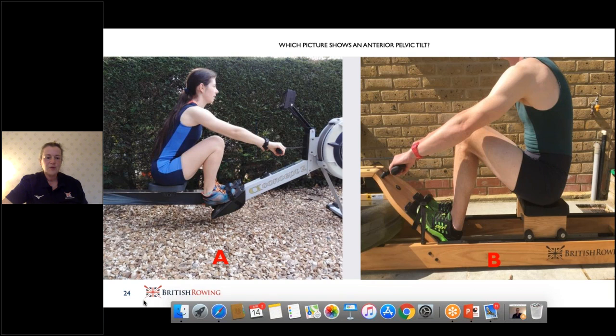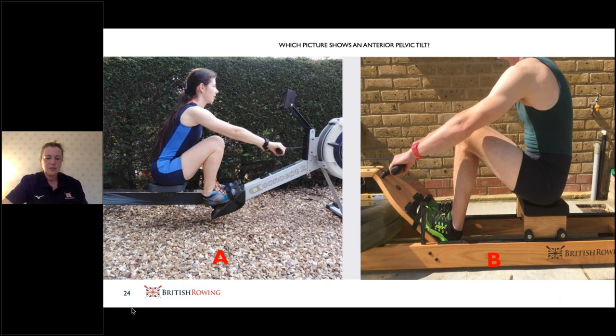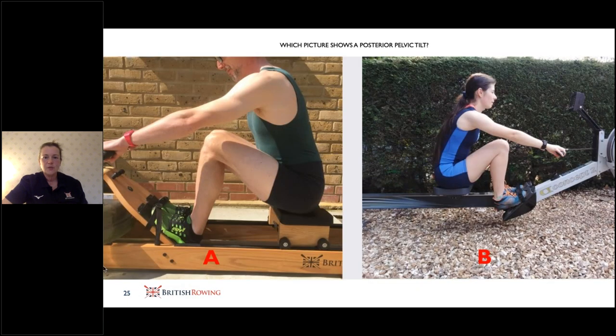Okay, so if we move on to the next picture. So which one's showing a posterior pelvic tilt? So again, thinking about that dragging the posterior under, so dragging the coccyx down and really tilting that pelvis underneath. So which one's showing that posterior pelvic tilt? Again, can we bring a poll up, James?